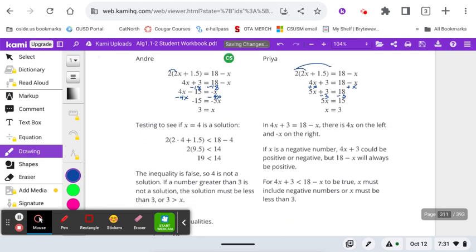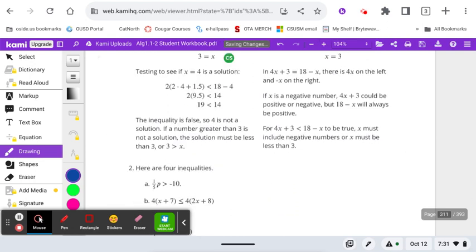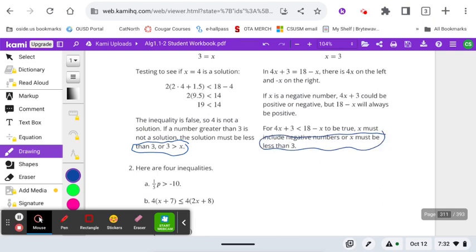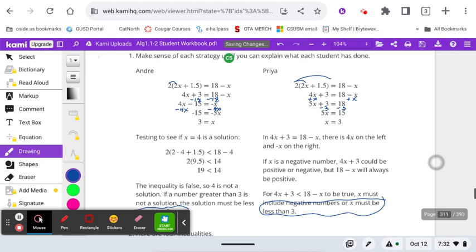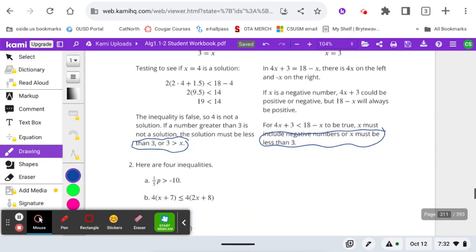And so when they get down to the bottom here, you're noticing the test values that worked for this. The inequality is false, so 4 is not a solution. The solution must be less than 3. And then over here, this would not be true. X must include negative numbers, or X must be less than 3. So they both arrived at the same concept here. Make sense of each strategy until you can explain what each one has done.